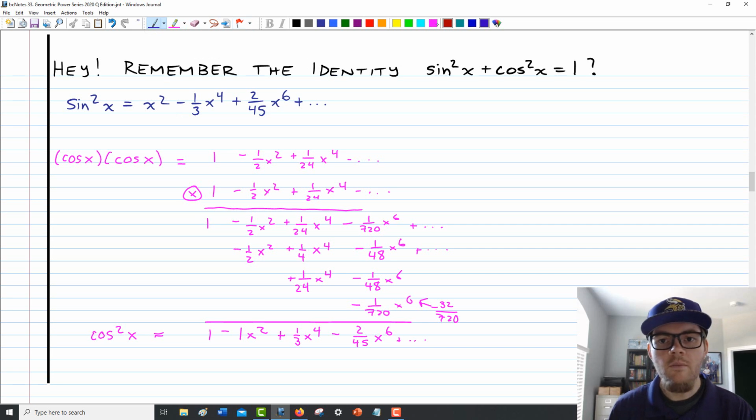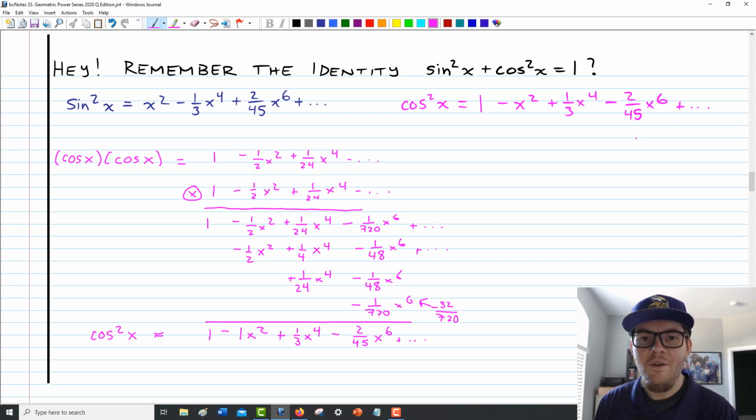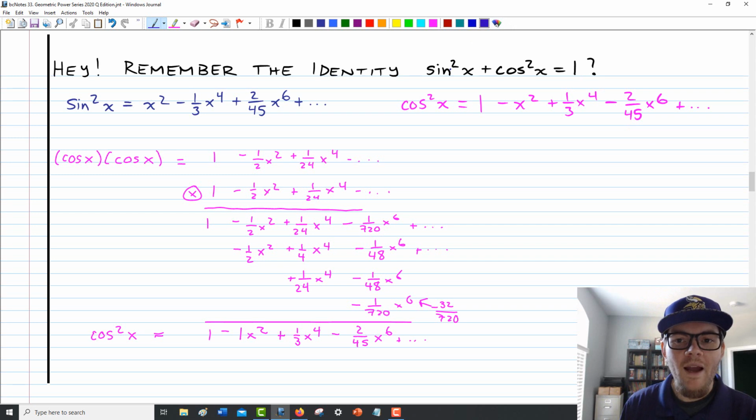Assuming that you trust my calculation, but I haven't really led you astray too often, other than that whole McGillicuddy thing, which somebody's probably still remembering. Let me point out that it turns out cosine squared is equal to 1 minus x squared plus 1/3 x to the 4th minus 2/45 x to the 6th, and then more stuff. But I want you to notice something kind of neat here. If we combine these two things together into sine squared x plus cosine squared x, look at what we get.